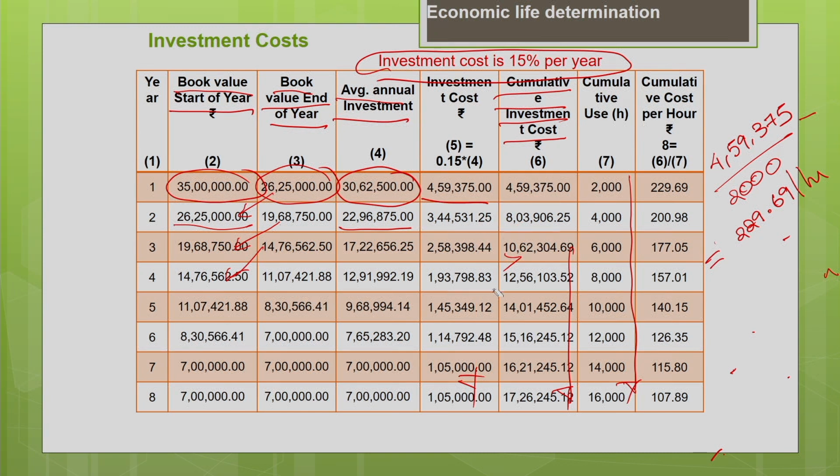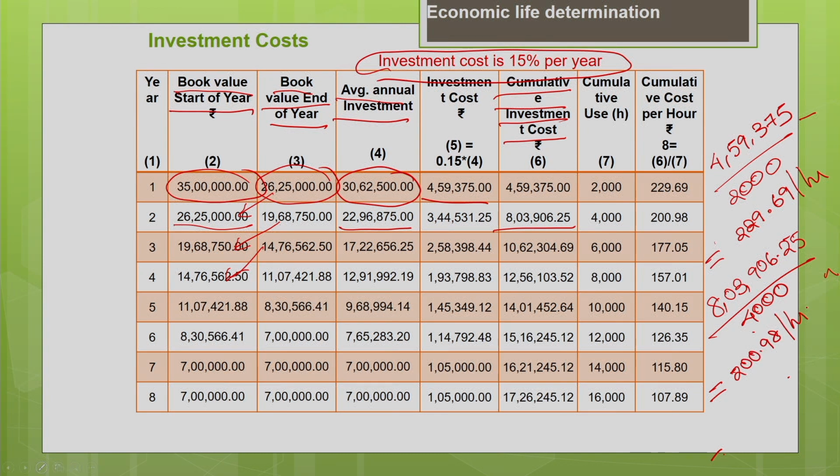Similarly, find the cumulative cost per hour for the second year. Second year, it is nothing but the cumulative investment is 8 lakh 3,906.25. Okay, you divide it by the cumulative usage till the end of second year, which is 4000 hours. So, you will get the cumulative cost per hour as 200.98 per hour at the end of second year. Okay. Similarly, for the third year, the cumulative investment is 10,62,304 divided by the cumulative usage 6000 gives you 177.05 per hour for the third year.